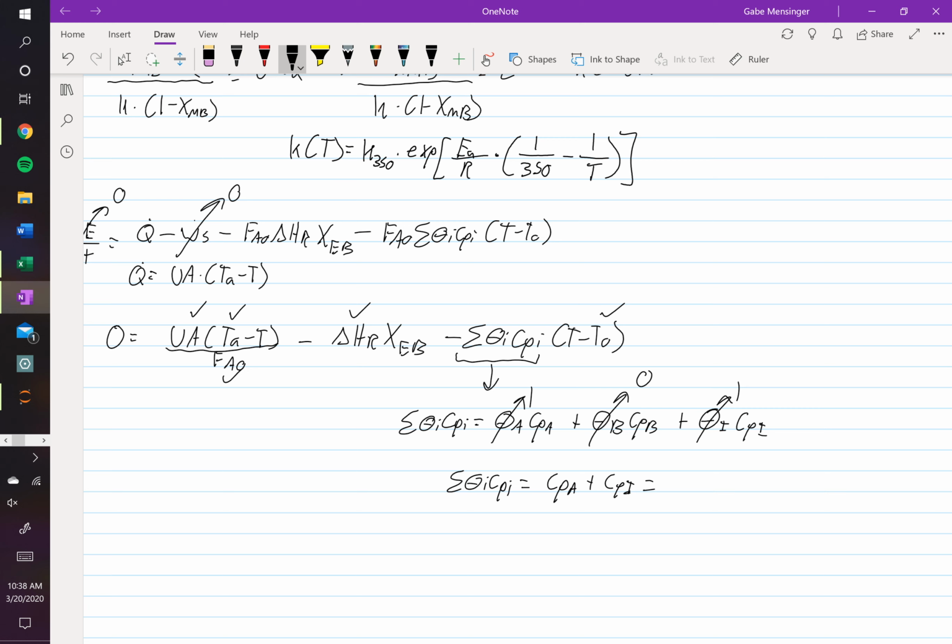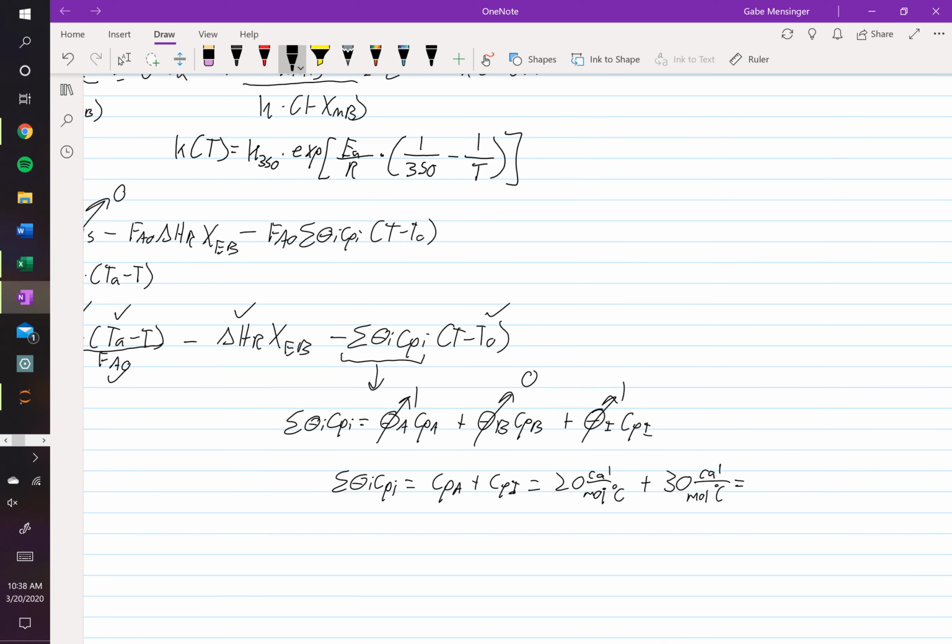And I'm just going to plug in the numbers here. So CPA is 20 calories per mole degree C, and CPI is 30. So it's equal to 50 calories per mole degree C.